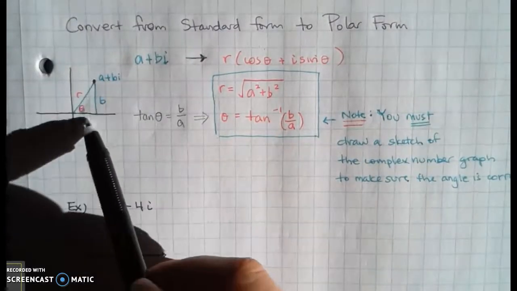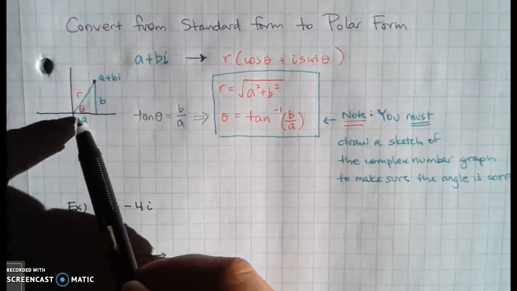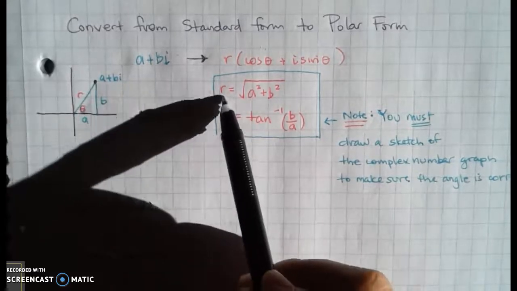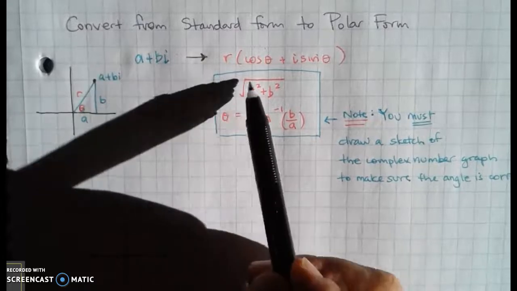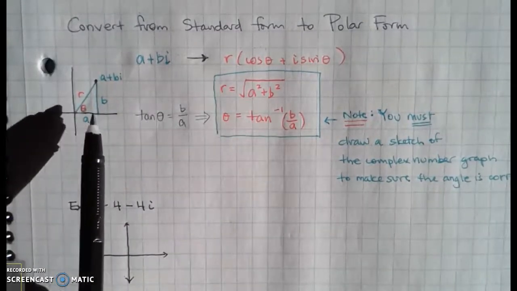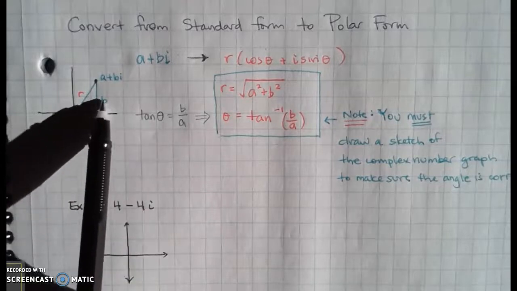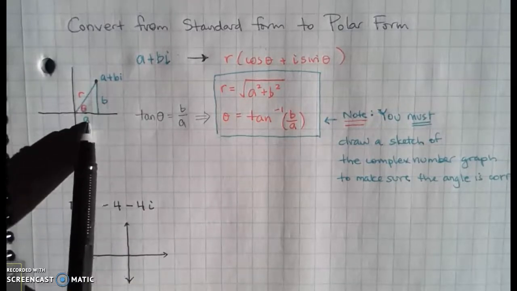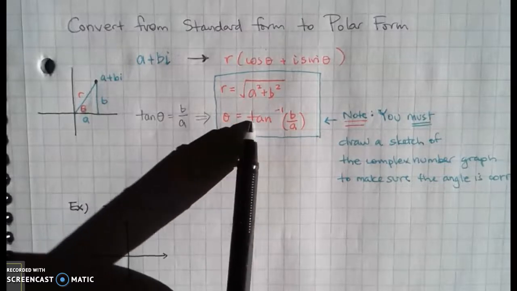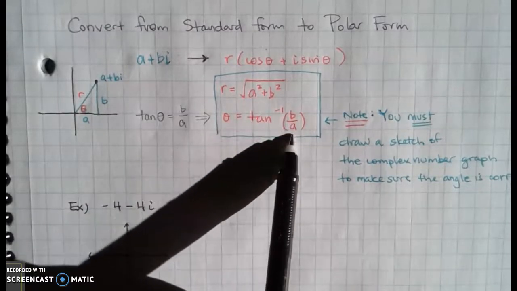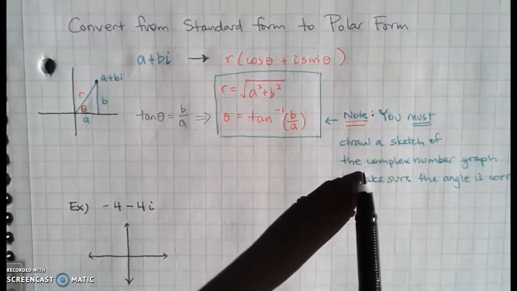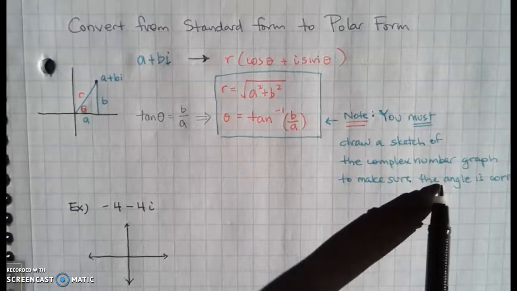If I have a plus bi, I know that a represents the horizontal distance, b represents the vertical distance, right? So I know that to calculate the radius, r is going to be square root of a squared plus b squared. To calculate the angle theta, that comes from the fact that tangent of theta is b over a, opposite over adjacent. So that follows that theta is going to be inverse tangent of b over a. Something to note is that you must draw a sketch of the complex number graph to make sure the angle is correct.